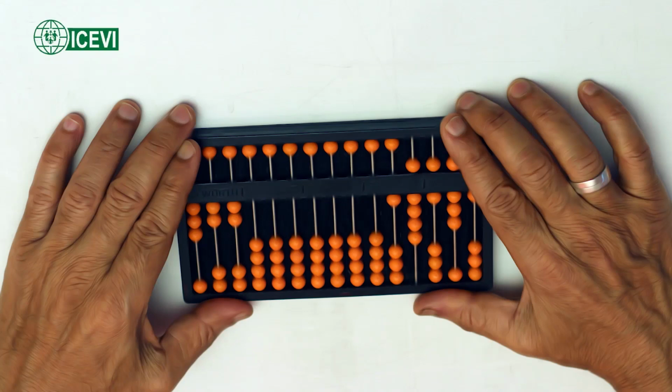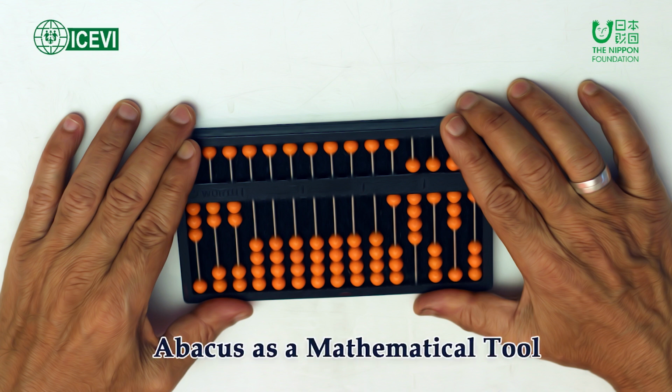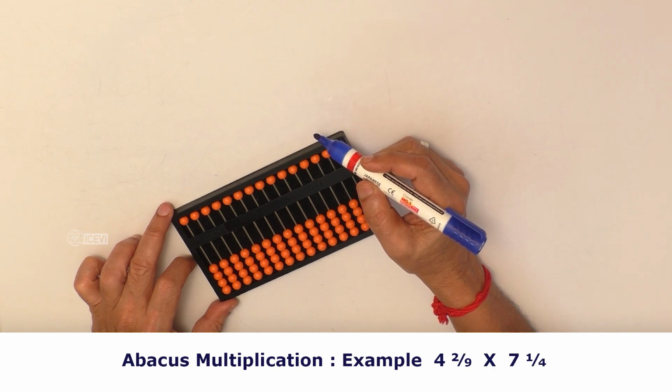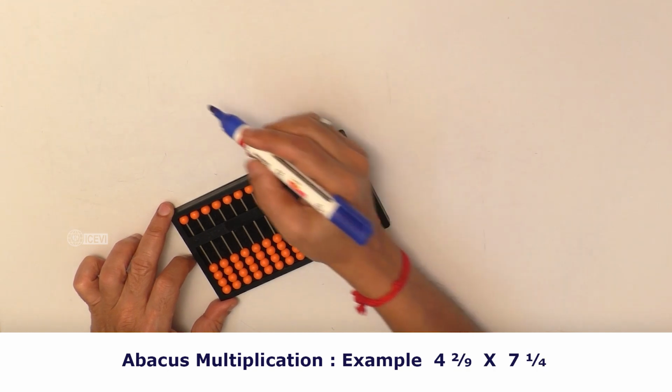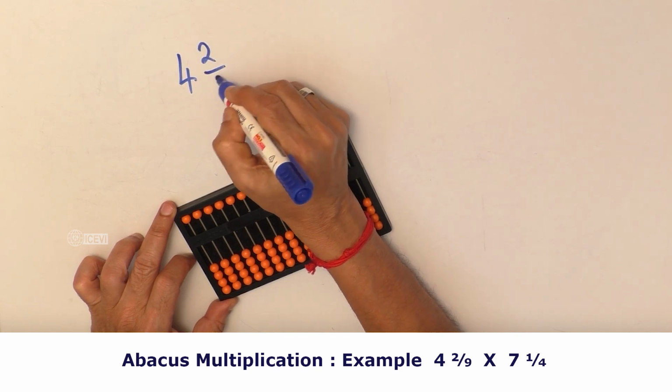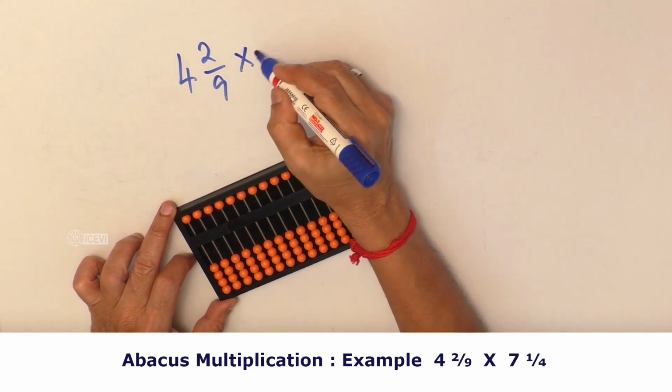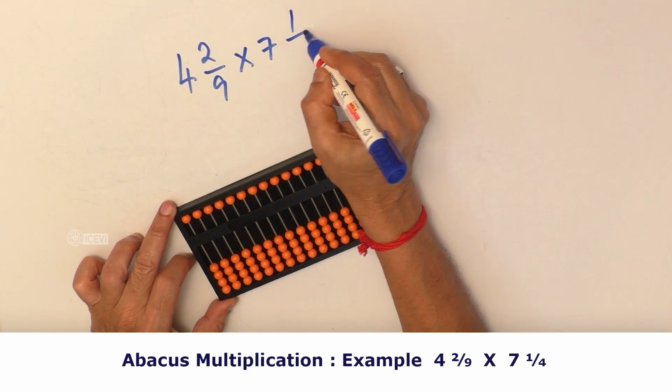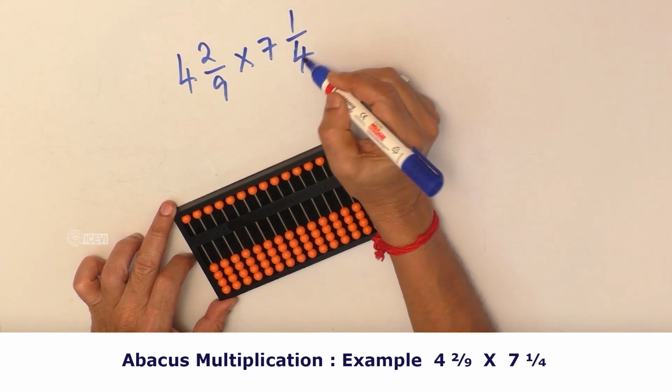The ICEVI, the Nippon Foundation Mathematics Package for Teachers video series, Abacus as a Mathematical Tool. Title of the video, Abacus Multiplication, Example 4, 2 by 9 multiplied by 7, 1 by 4.